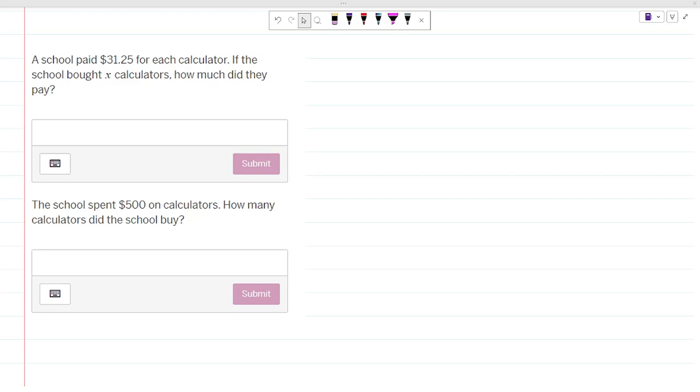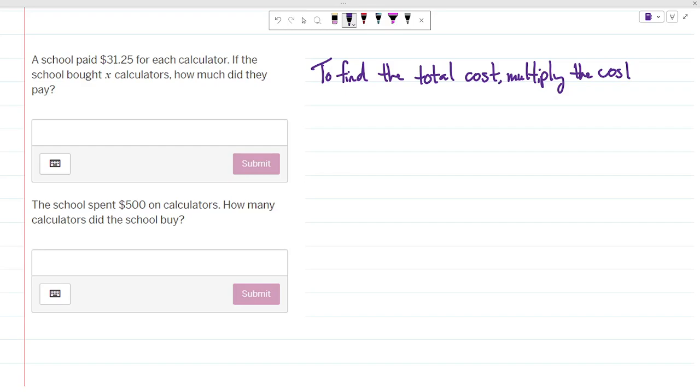It says a school paid $31.25 for each calculator. If the school bought X calculators, how much did they pay? So remember, we can multiply. So to find the total cost, multiply the cost per calculator by the number of calculators.